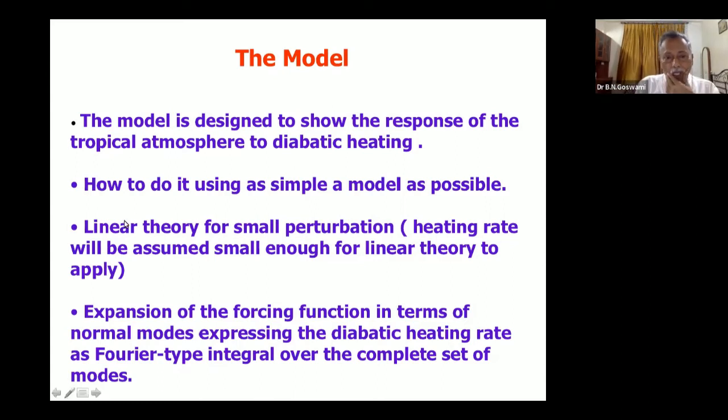And so these are essentially linear theory. Therefore, we are assuming that perturbations are small and within the linear domain, and so it will give us at least the basic structure, but it may not give us the amplitude correctly.